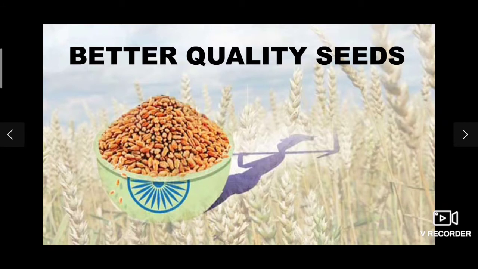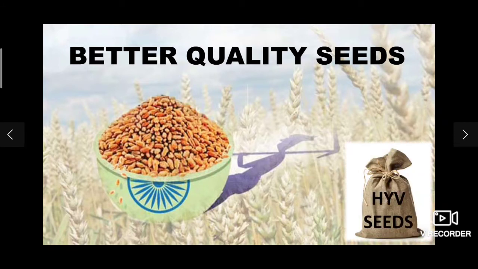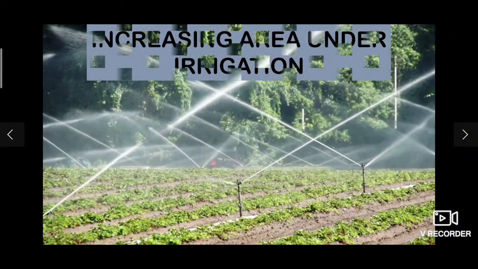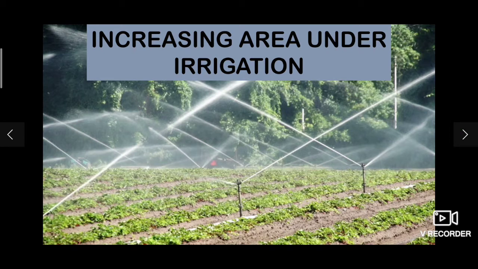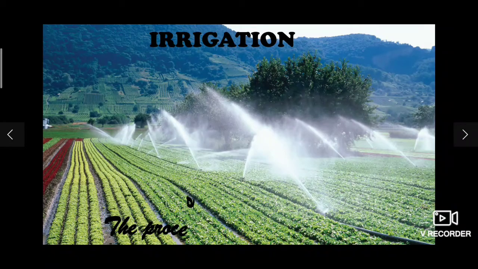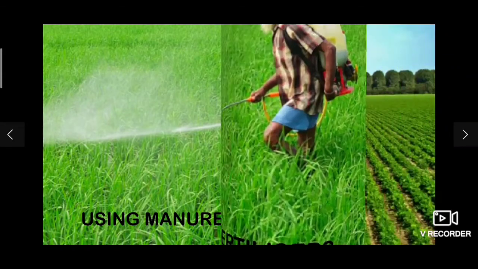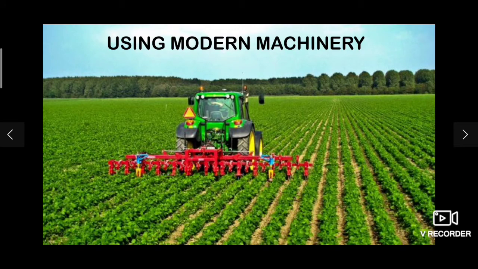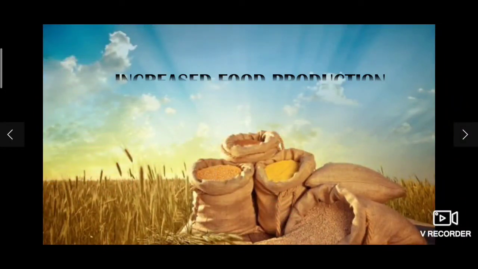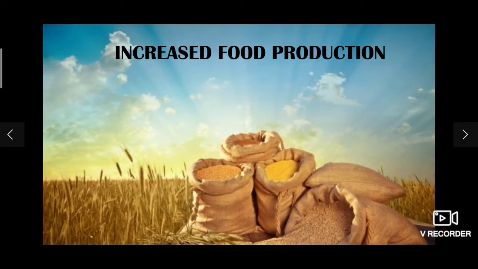Compared to the traditional seeds, the high-yielding varieties, that is, HYV seeds, promise to produce much greater amount of grain on a single plant. Increasing area under irrigation. And what is irrigation? It is the process of watering the crops. Using manures and fertilizers, using modern machinery such as tractors. As a result, large quantity of food grains were produced. Today, we are not only self-sufficient in food production, but we also export agricultural products.